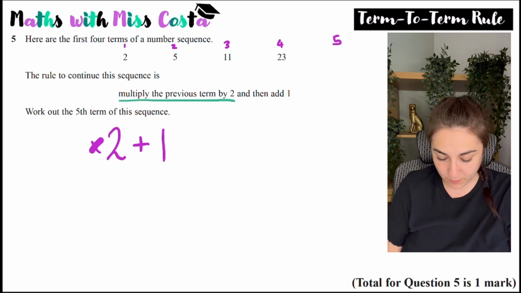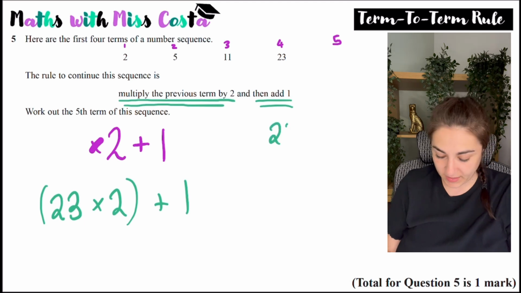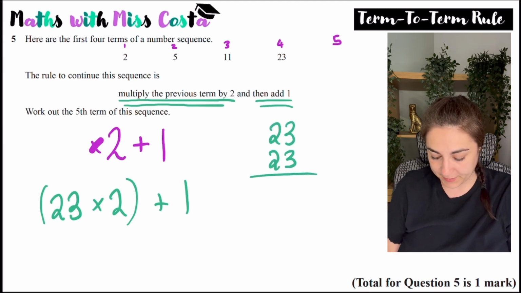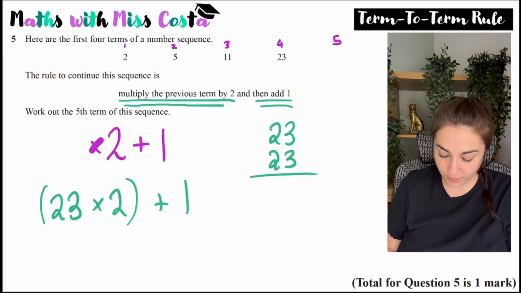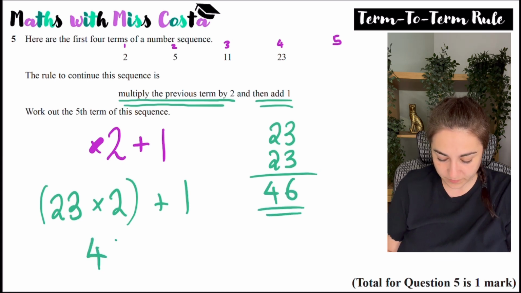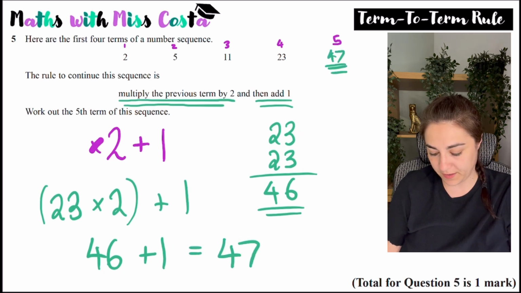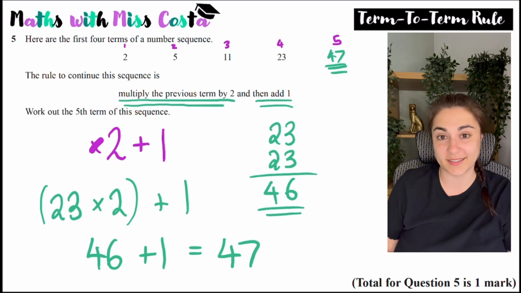So what do I have to do? Multiply the previous term by 2. So I'm going to need to do 23 times by 2 and then add 1. So 23 times by 2. Again, repeated addition is the same as multiplication, so I could just add it if I wanted to. 3 plus 3 is 6, 2 plus 2 is 4. So that would give me 46 plus 1, which is 47. So that would be the 5th term of the sequence.